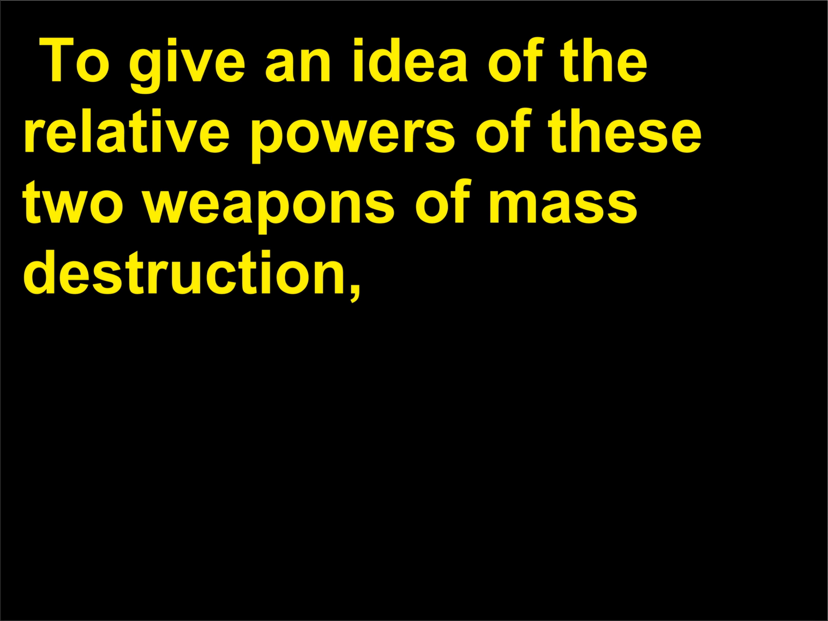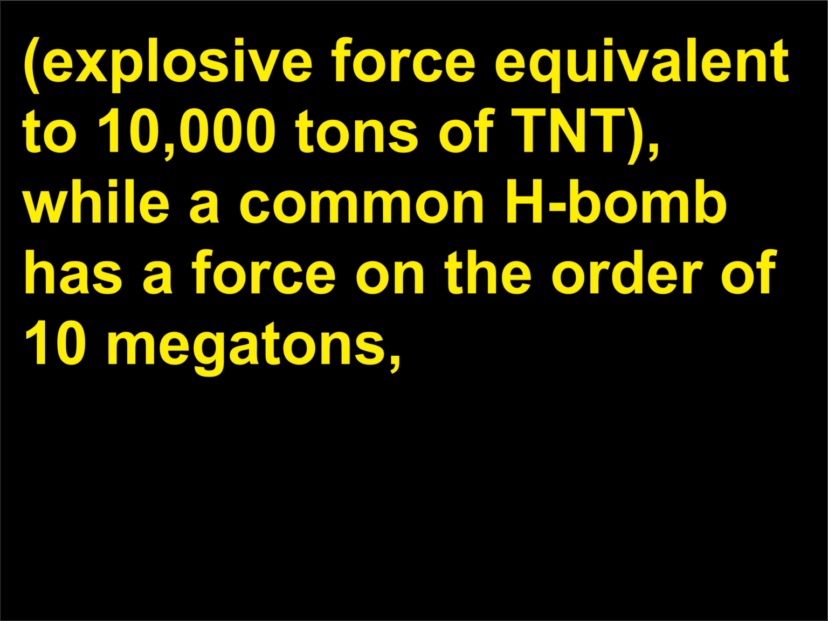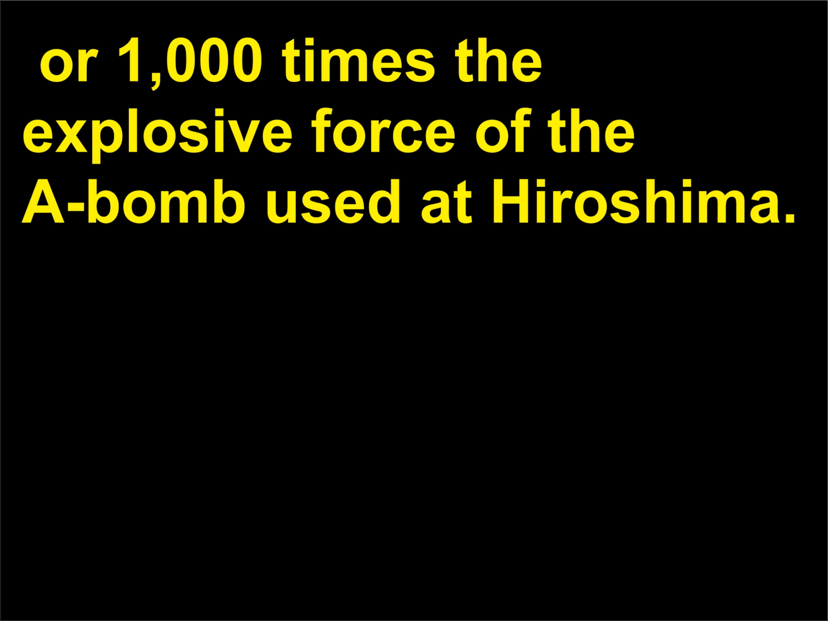To give an idea of the relative powers of these two weapons of mass destruction, consider that the A-bomb dropped on Hiroshima had a force on the order of 10 kilotons, explosive force equivalent to 10,000 tons of TNT, while a common H-bomb has a force on the order of 10 megatons, or 1,000 times the explosive force of the A-bomb used at Hiroshima.